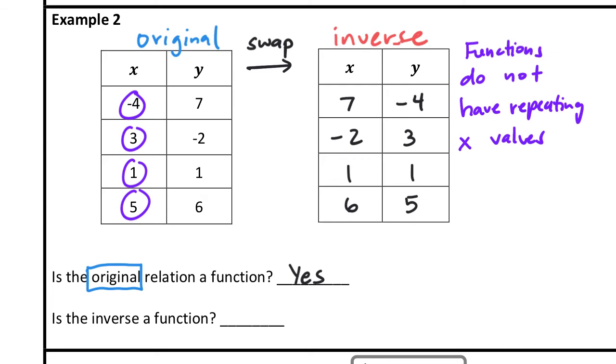Let's look at the inverse. Check all the x values. Is this a function? Do any of the x values repeat? They do not repeat, right? So if they don't repeat, then they are a function. So I'm going to put yes. Oh, and I'm just going to put the color coding here. So again, the original points were a function because none of the x's repeat. The inverse is a function because none of the x's repeat.